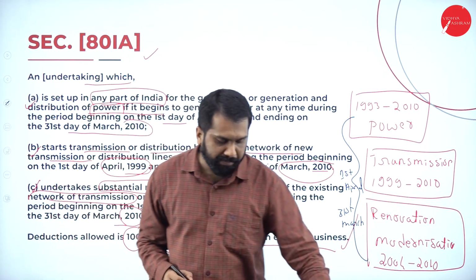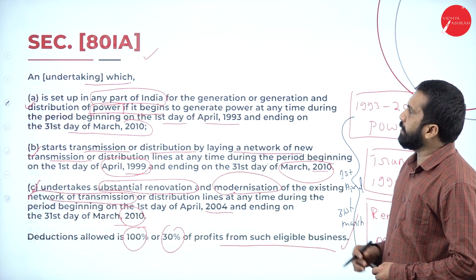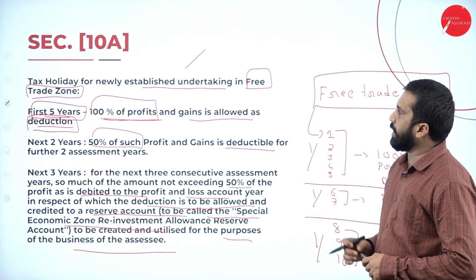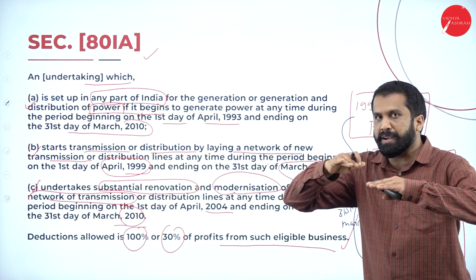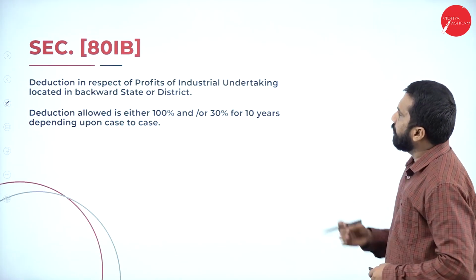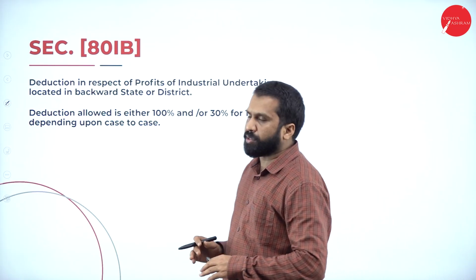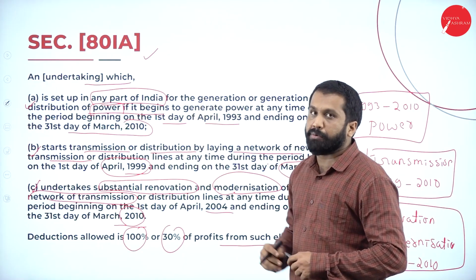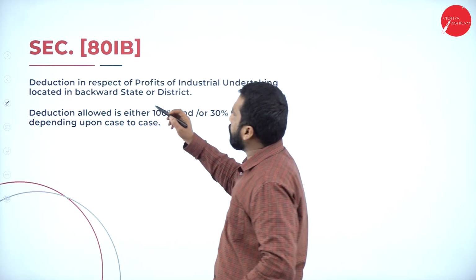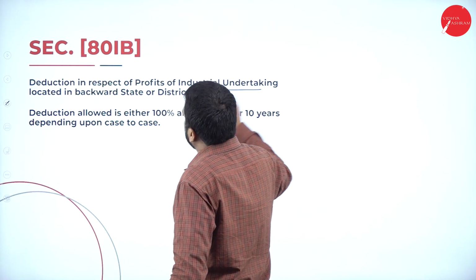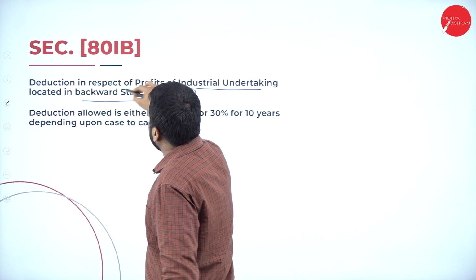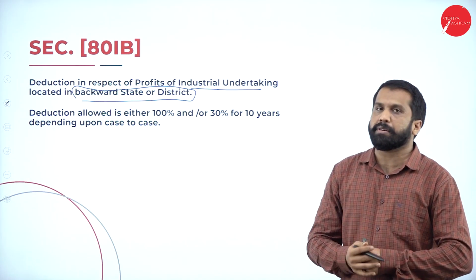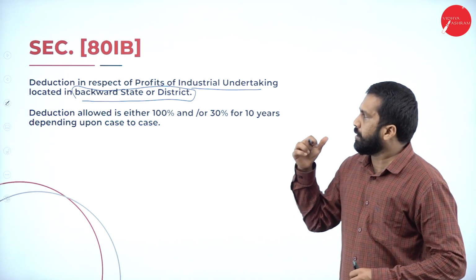So your first one, section 10A and section 80IA. 10A is very important. 80IA is comparatively less important. And the next one, 80IB, it is not much important, but just remember 80IB. We discussed IA and now we are discussing IB. Deduction in respect of profit of industrial undertaking located in backward state or district. If there is any backward state or district, whatever we do there, we consider it as your deduction.